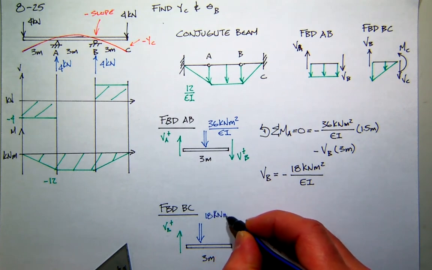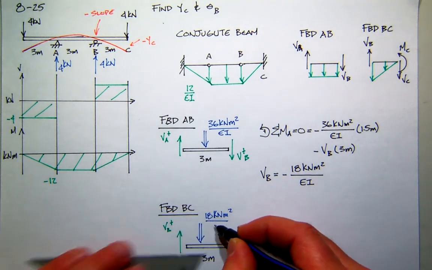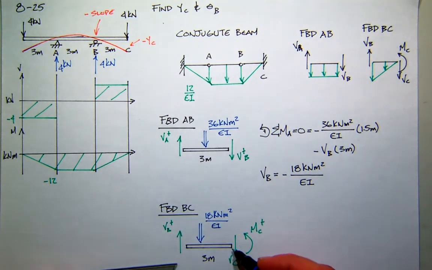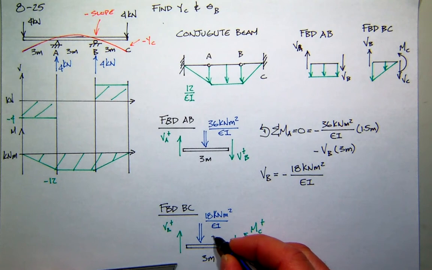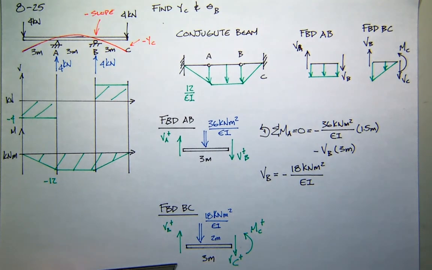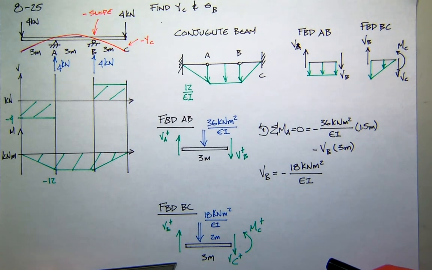18 kilonewton meters squared over EI. Now I'm going to be summing moments at C, so the distance will be 2 meters. You have a question, Mr. Simpson? If we had taken, since we can with this particular load, if we had just done another shear moment diagram for conjugate B and just said the shear of conjugate B equals slope and then the moment at conjugate C equals the displacement, would that answer the problem? Isn't that what we're doing?